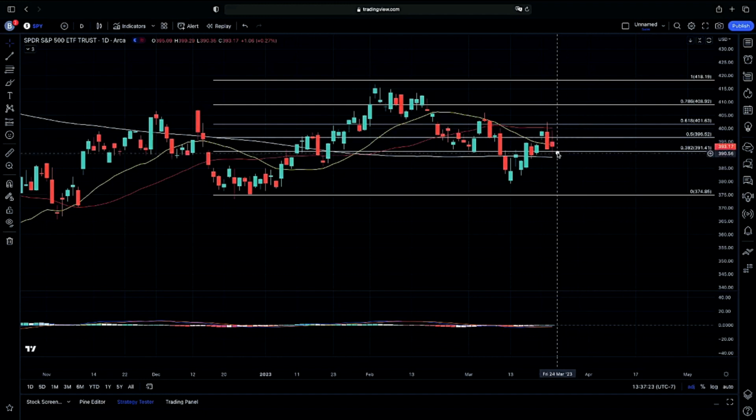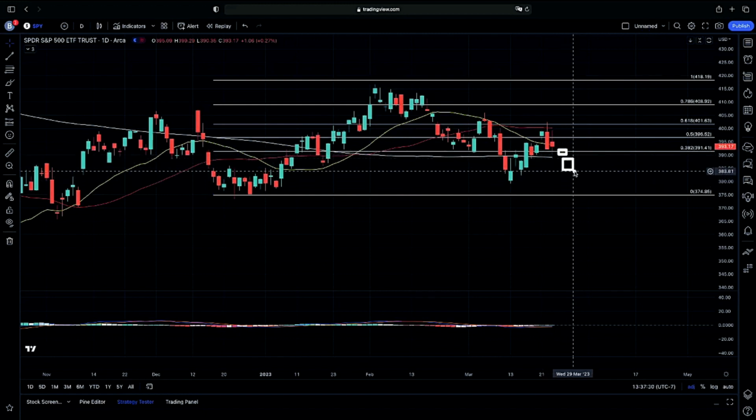However, if we do drop down below our 0.382 fib, then we do drop down below our 200-day moving average, then we can be testing prior levels and looking for possible continuations on possible bearish candle setups, possible engulfing candles to the downside. Again, that will be what we're watching out for.